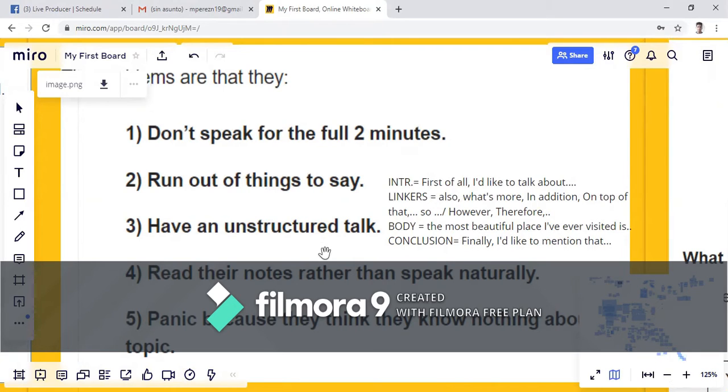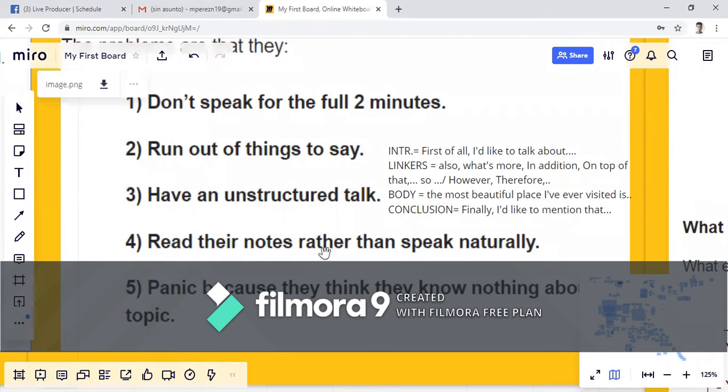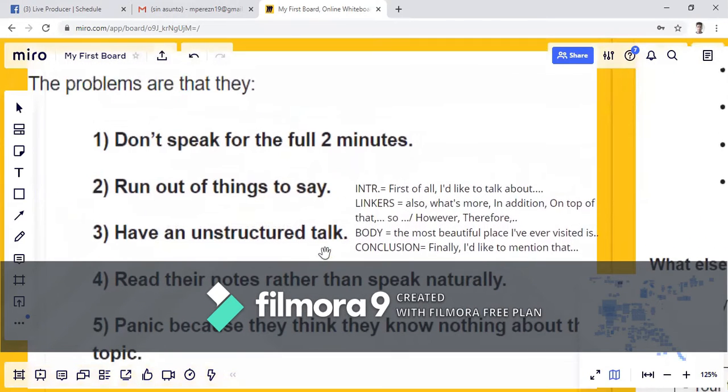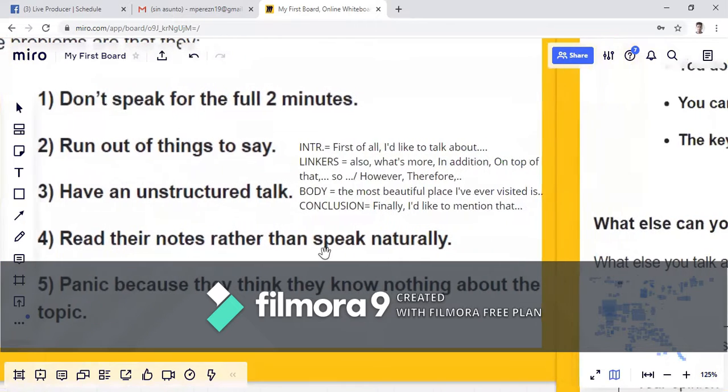It means their talk is very disorganized. They start with something and they end up in another topic. That happens too. Or they read their notes rather than speak naturally. That's a mistake. And they panic because they think they know nothing about the topic. So they panic and they don't know what to say. They go blank. So don't let that happen to you.